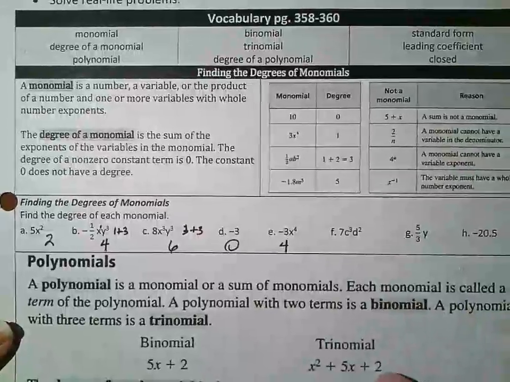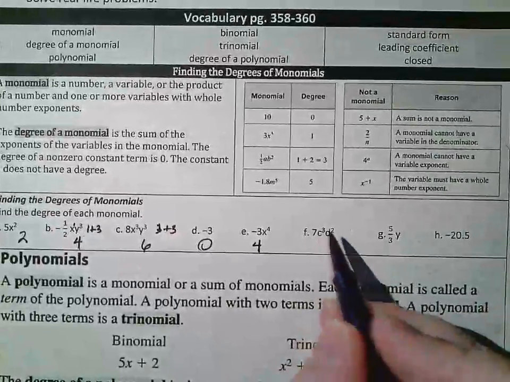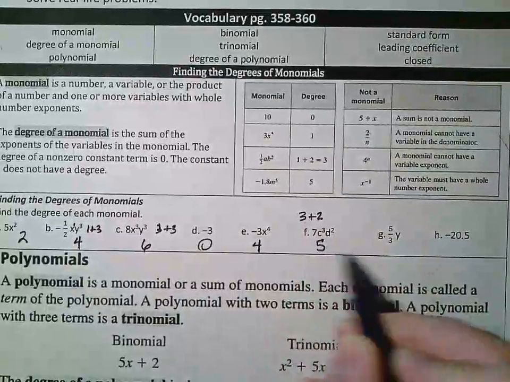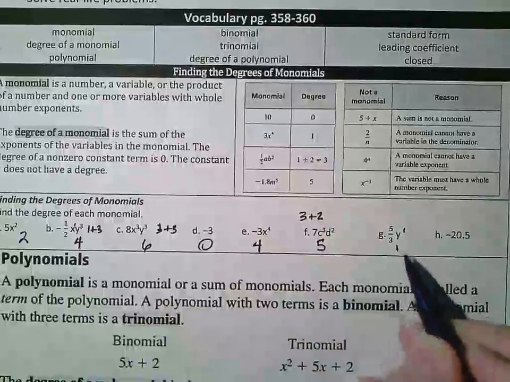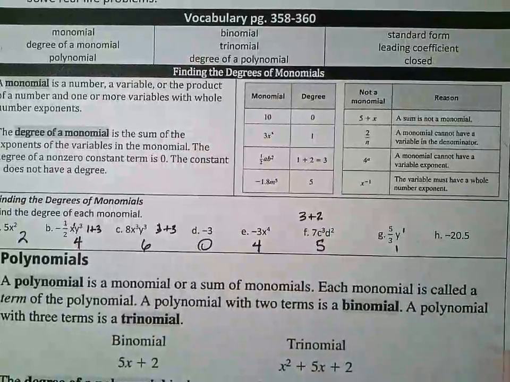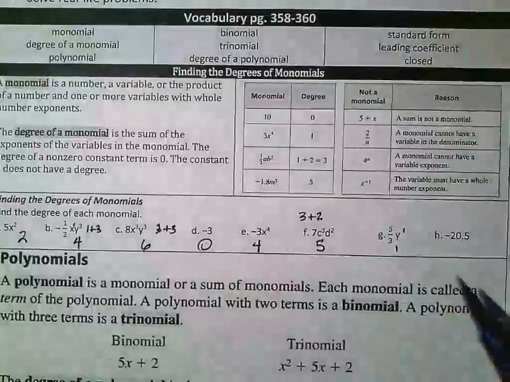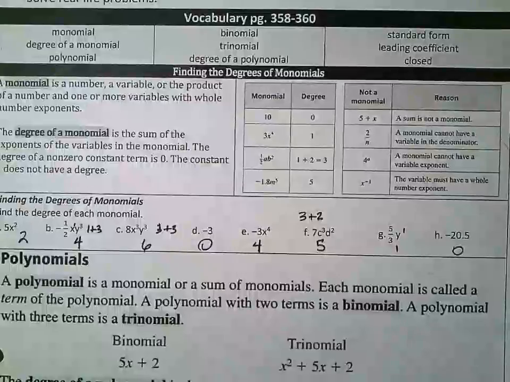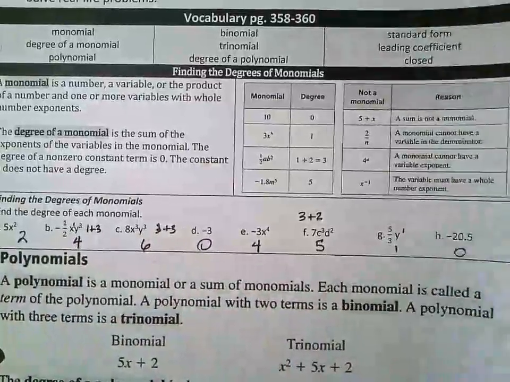Hopefully you're finding this easier as I keep going. This one is 3 plus 2. So that's 5. This one has just got that little 1 right there. Don't forget it. And then this one obviously is just a number. So this one is just 0. So that's how you find the degree of a monomial. And we'll be using that a little bit more later.